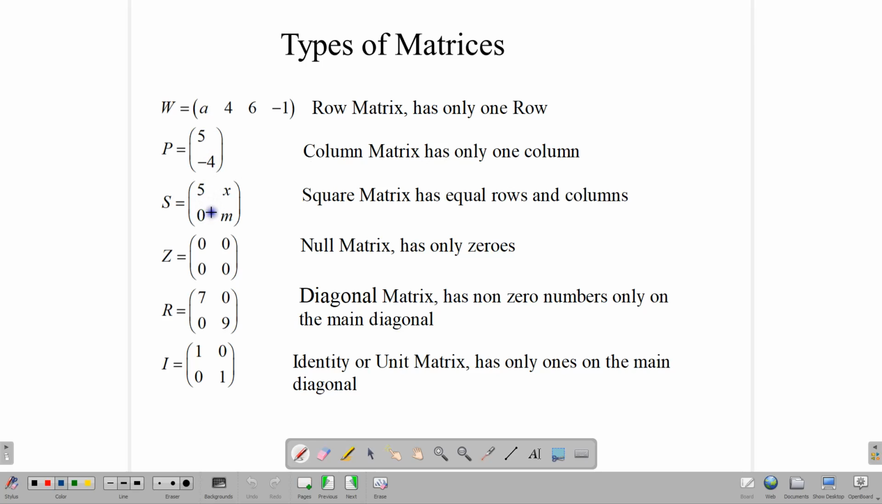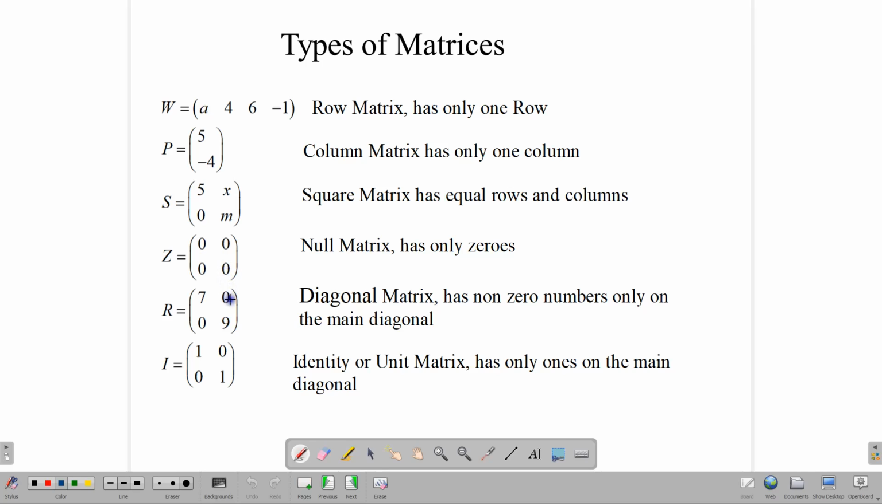This matrix S is a square matrix. It's a square matrix because it has 2 rows and 2 columns. So the number of rows and columns are equal. There may be more rows and more columns. You can make them bigger, 3 by 3, 4 by 4, 5 by 5, as the case may be. But as long as the number of rows is equal to the number of columns, it's called a square matrix. A null matrix has only zeros. It doesn't have to be square. As long as all the elements in it are 0, it's called a null matrix.